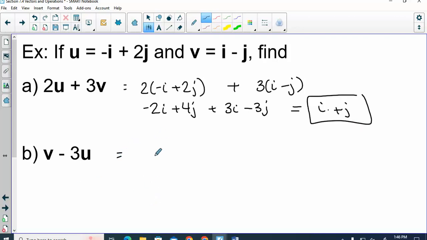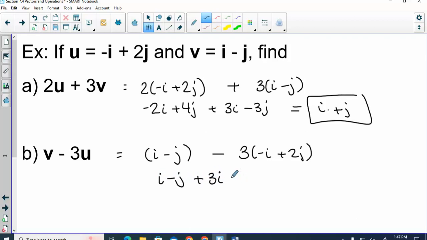Okay, so v minus 3u. So vector v is i minus j minus 3 times vector u. So if you distribute through negative 3, you get a positive 3i minus 6j. So you get 4i minus 7j.